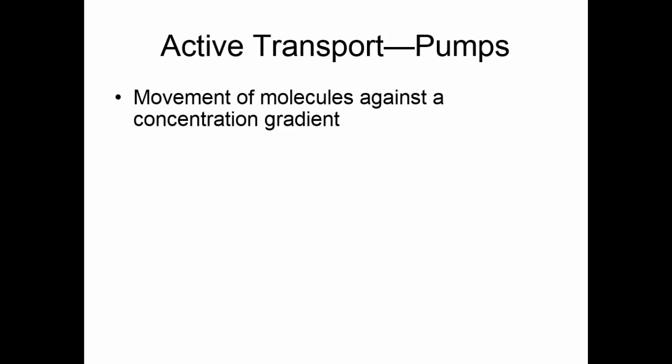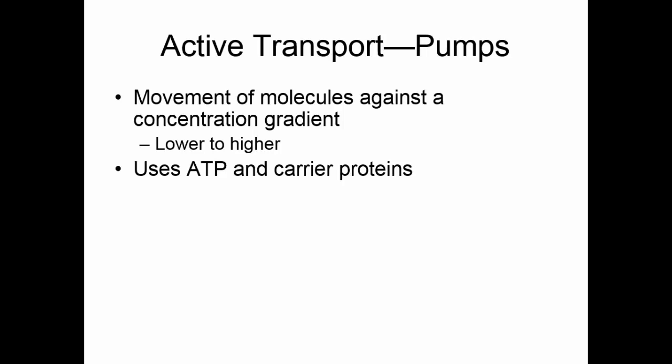The first form of active transport we're going to look at is pumps. Active transport involves the movement of molecules against a concentration gradient. This time we're going uphill from lower to higher. This uses ATP and a carrier protein.